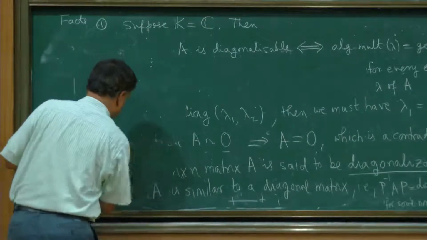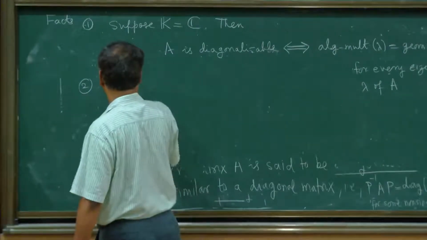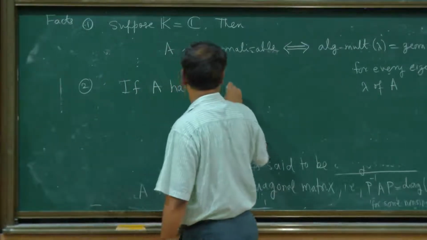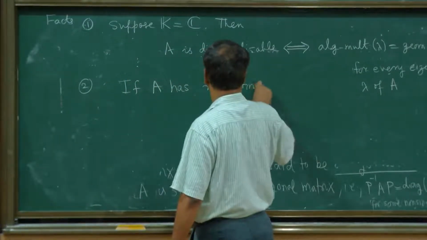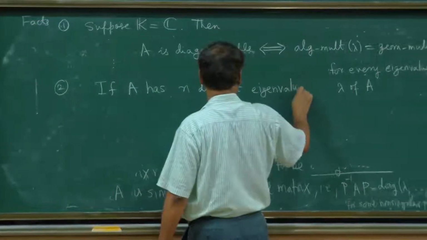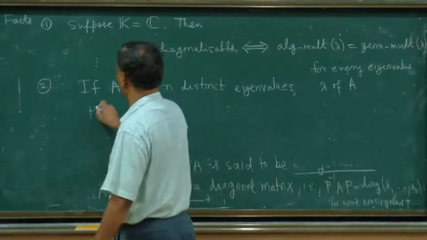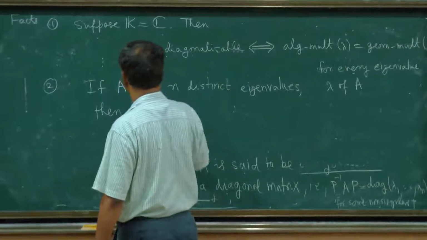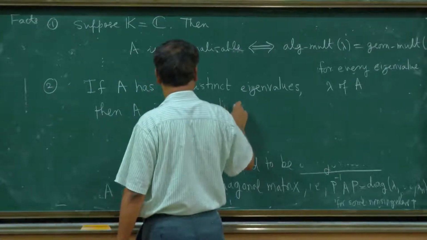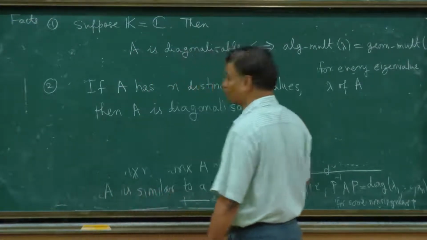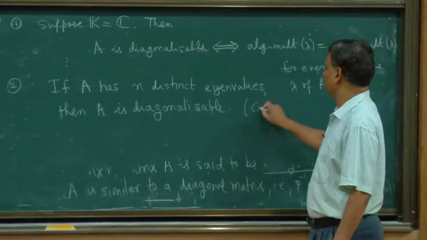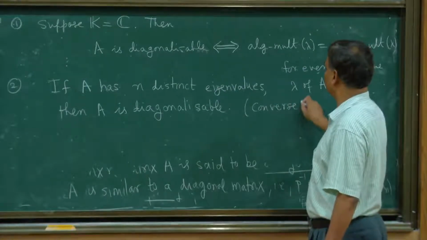Perhaps this number 2 I should have said first. If A has n distinct eigenvalues, then A is diagonalizable. The converse is not true. If A is diagonalizable, it does not mean it has distinct eigenvalues.